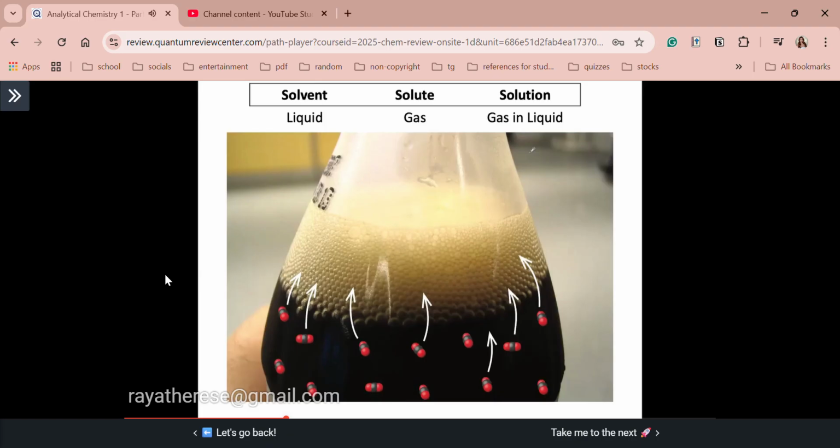However guys, may naiiwan pa naman na gas molecules inside, don't worry. As long as it's kept cold, some molecules of gases are still dissolved in your liquid. Kaya nakikita pa natin yung mga bula-bula, mga bubbles. Bakit itong daming bubbles?